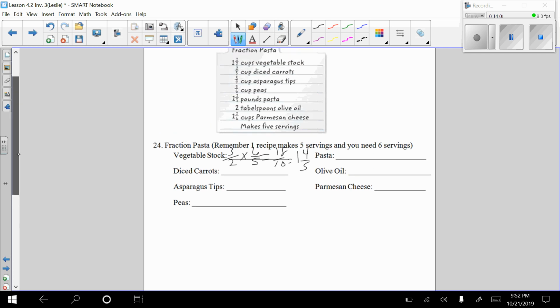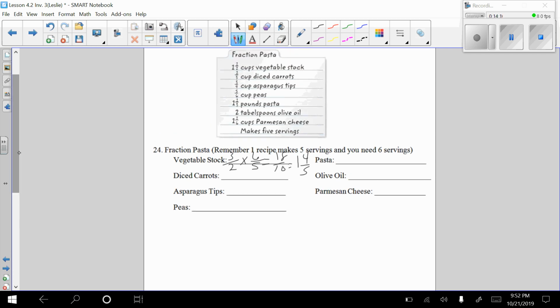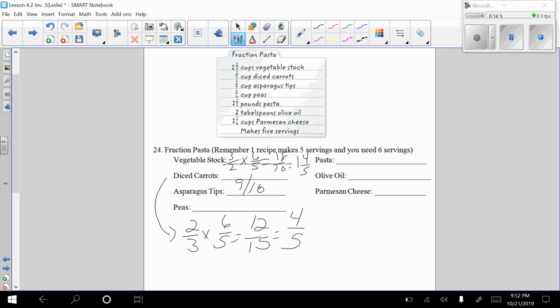Always going to multiply by 6/5. I'm going to write this down here because I need a little more space. 2/3 times 6/5 would give me 12/15. Remember to always simplify. I can divide them both by 3 to get 4/5. Go ahead and try the rest. I'll write down the answers. You see if you get what I got. So go ahead and pause for a moment. Come back and check out the answers and see what you get.